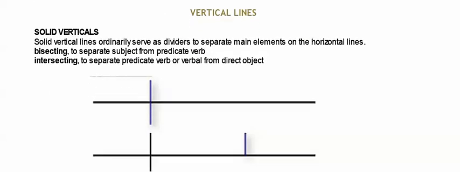We will use vertical lines in diagramming as dividers between main elements. We would bisect our subject and predicate verb. We would also use this intersecting line to separate our predicate verb from our direct object. Notice that the intersecting vertical line just comes down and ends here, right? Rather than going all the way through and bisecting. That's what we're talking about with this.